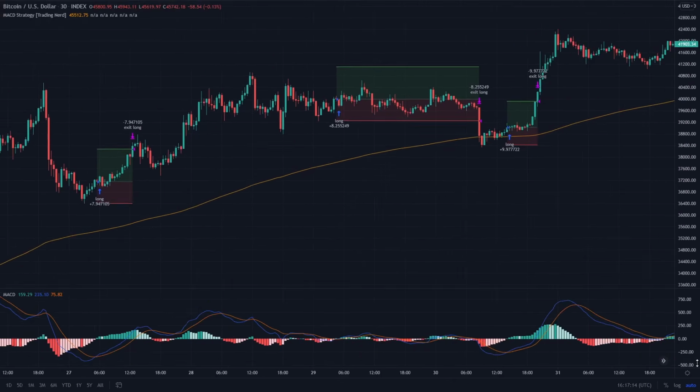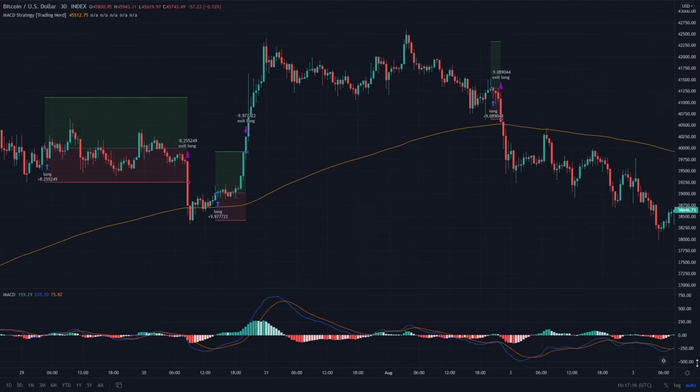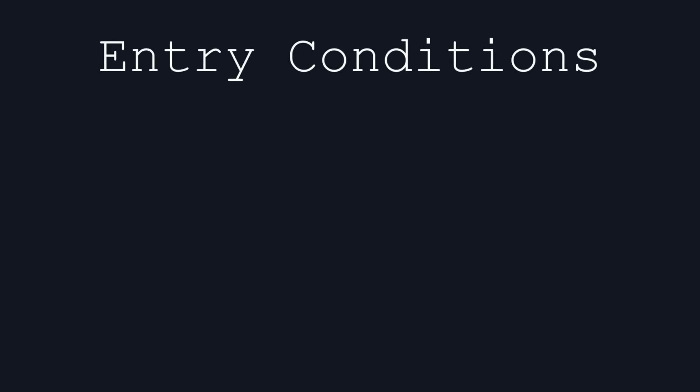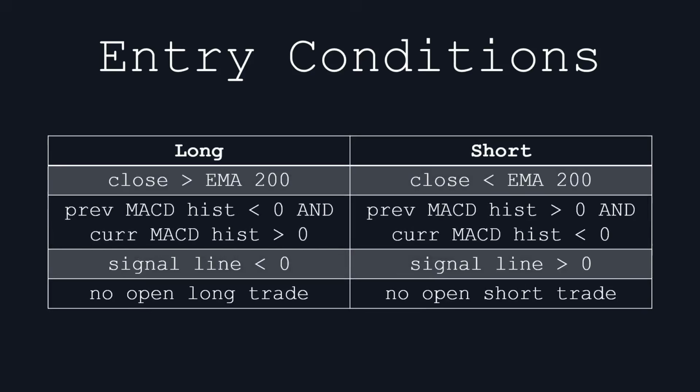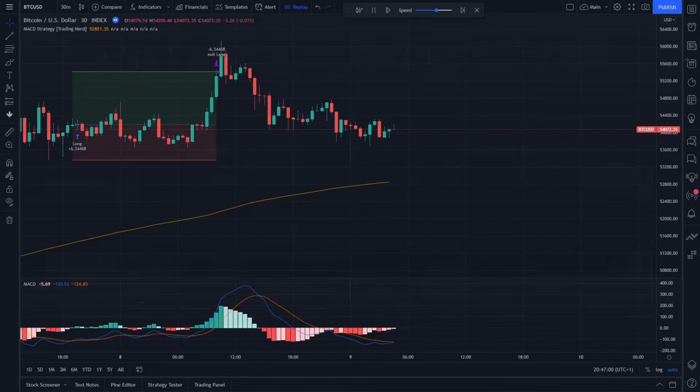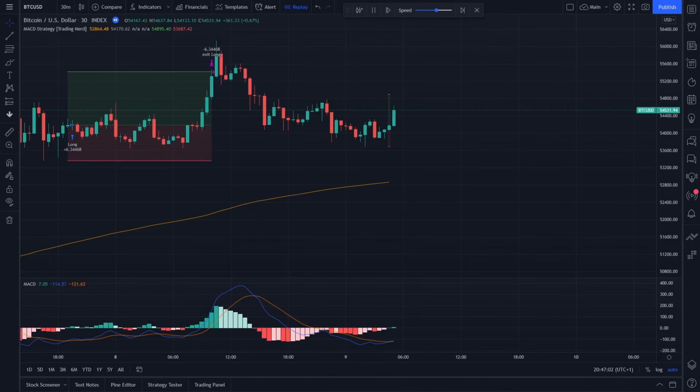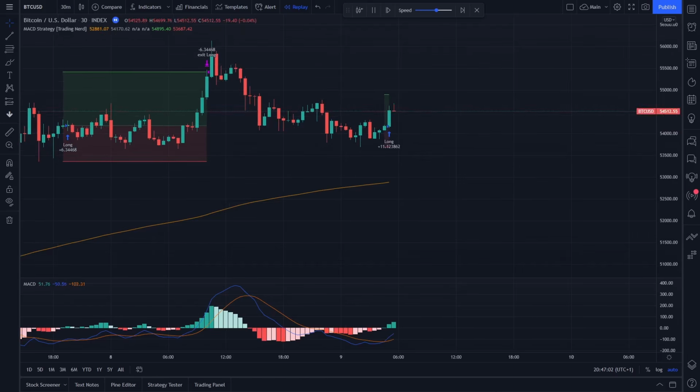And now let's talk about the strategy entry and exit conditions. First, we want to trade only with the trend. So we will only take long positions if the price is above the 200 EMA and only take shorts if the price is below it. For our entry signals, we are looking at the MACD. We will enter a long position if the fast MACD line is crossing up the slow signal line. This can also be seen as a change of the histogram from negative to positive. Also, for a valid signal, this cross must happen under the zero line.